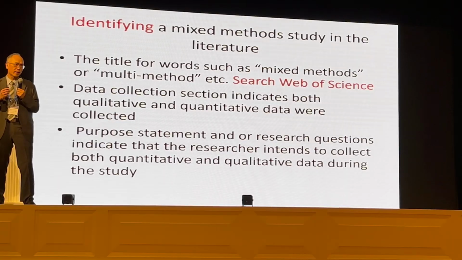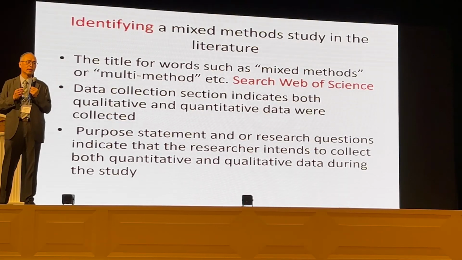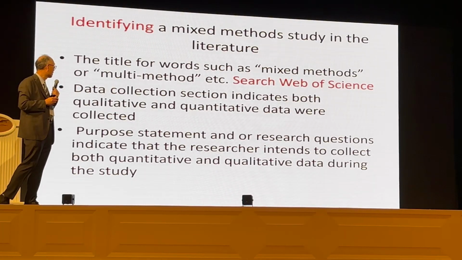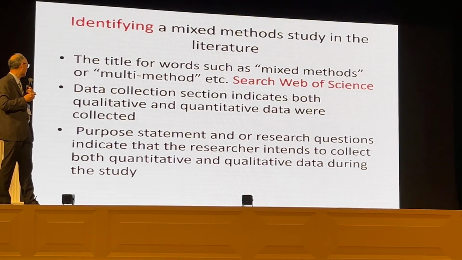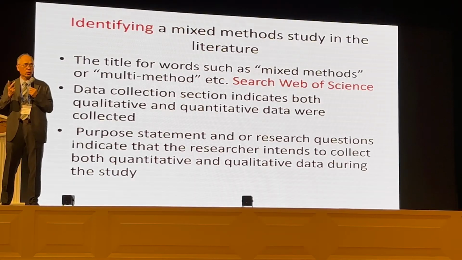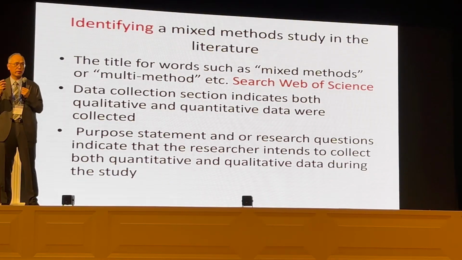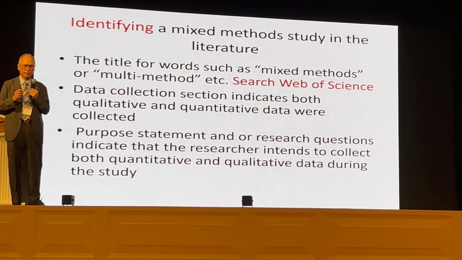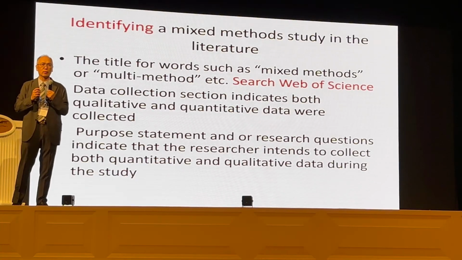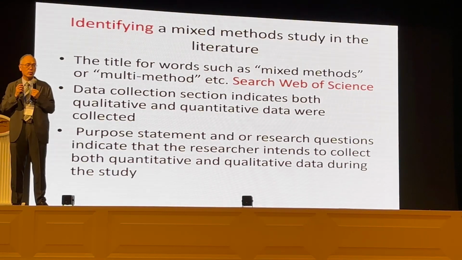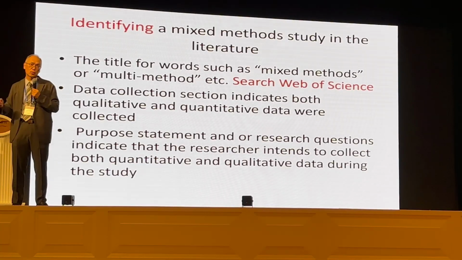I think the first step is to identify a research article. We can collect papers from the Web of Science, using the terms mixed method, multi-method, and so on. As you look at the paper, it's better to have two methods, including the qualitative and the quantitative, and the purpose and the research questions. Try your best to find the research purpose and the research questions in the paper.